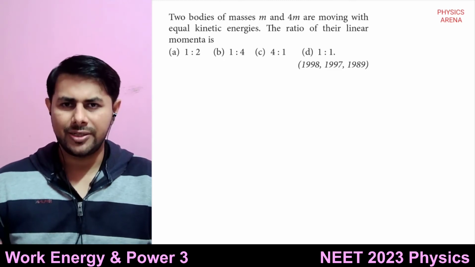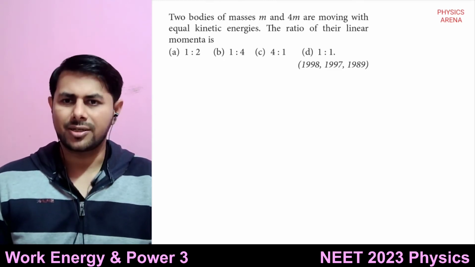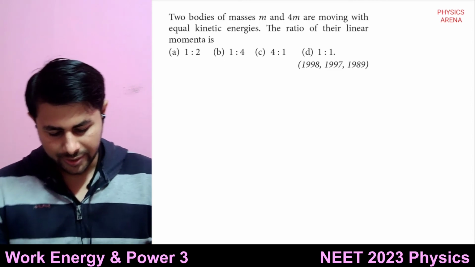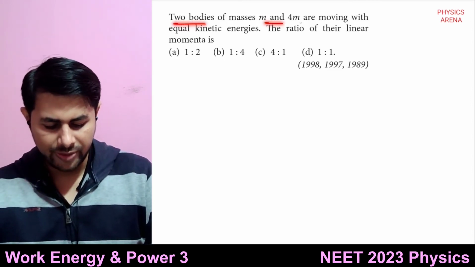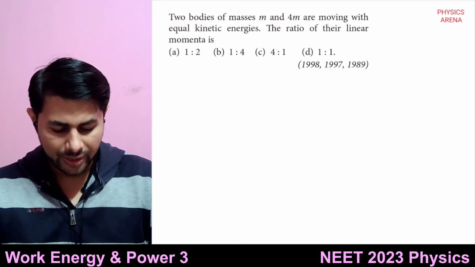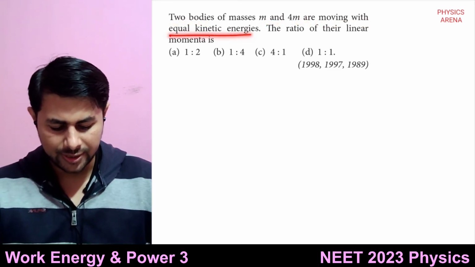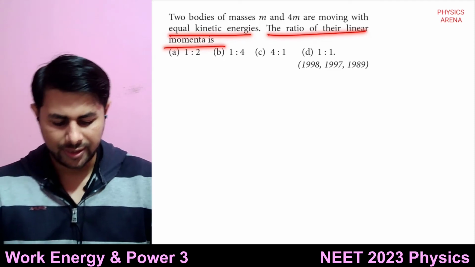Either they will change the value or they will tweak it a little bit. All right, so this is a very simple question. Two bodies of masses m and 4m are moving with equal kinetic energies. The ratio of their linear momenta is.